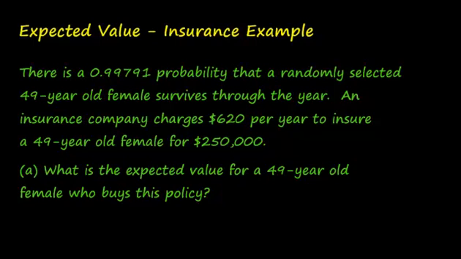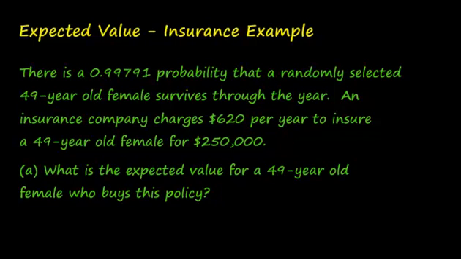Now let's look at an expected value example from the insurance industry. There is a 0.99791 probability that a randomly selected 49-year-old female survives through a year. An insurance company charges $620 per year to insure a 49-year-old female for $250,000. So what is the expected value for a 49-year-old female who buys this policy?